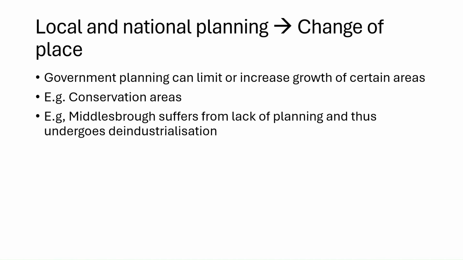And how does the role of local and national planning change the function of a place? Obviously, government planning can limit or increase growth of certain areas. So think about conservation areas and greenbelt areas. Those limit development in an area, and perhaps you can argue that they limit growth. A good example of this would be Middlesbrough, which suffers from a lack of planning and investment and thus undergoes deindustrialization, hence changing the function of the place. So governments can be a blessing and a curse. They can invest or reduce investment in an area, causing the place to either succeed or fail further.